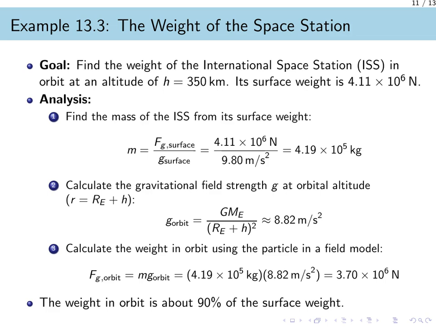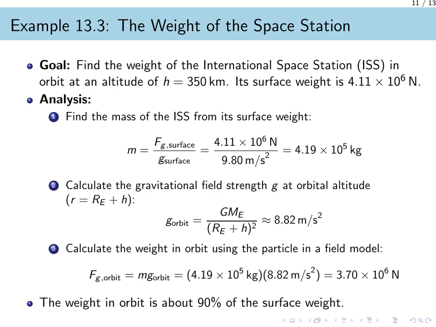Here we will calculate the weight of the International Space Station in orbit. This example demonstrates that an object's weight is not constant, but depends on its location in a gravitational field. The first step is to find the station's mass, which is constant regardless of its location. We divide its known surface weight, 4.11 times 10 to the power of 6 newtons, by the surface value of g, 9.80 meters per second squared. This gives us a mass of 4.19 times 10 to the power of 5 kilograms.